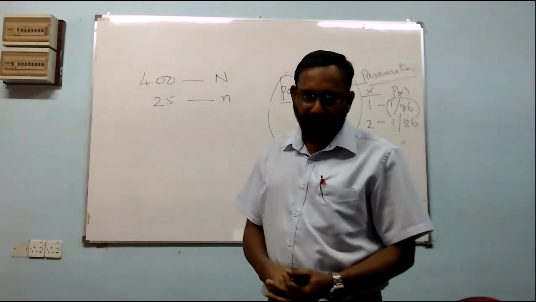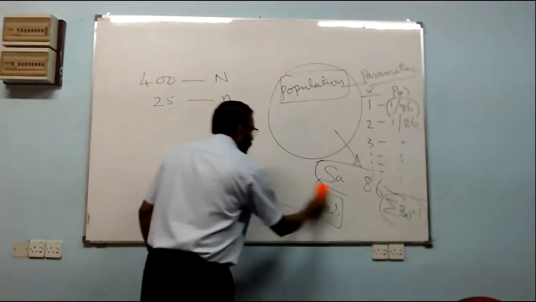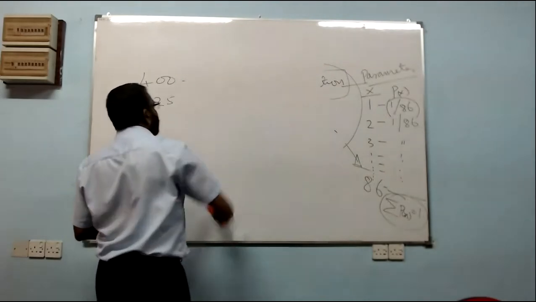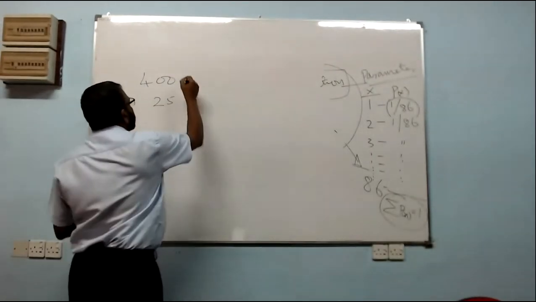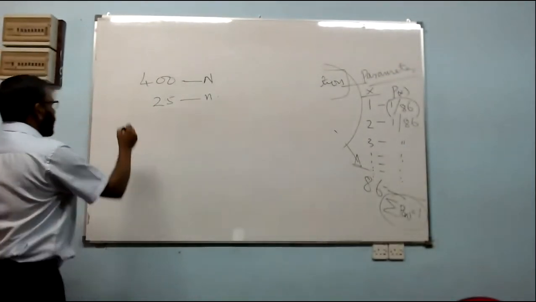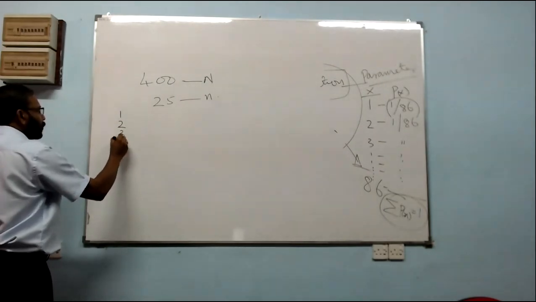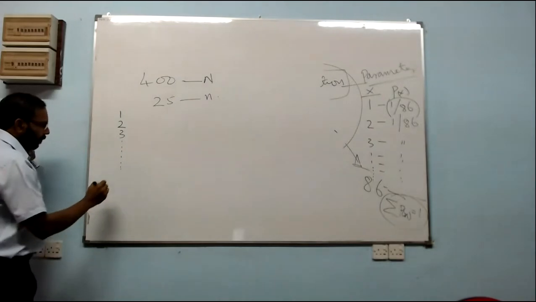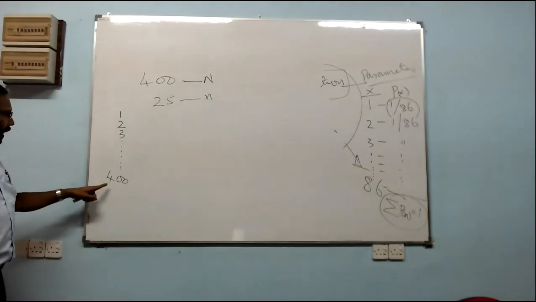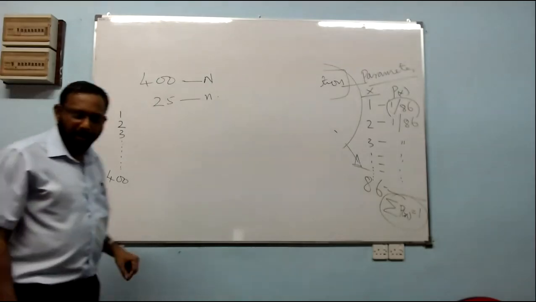So what technique is possible? Simple technique. Don't think too much. So this is capital N. This is small n. What I do is I take the first student, second student, third student. How many students are there? 400 students. Can you all see this value? Yes, sir.